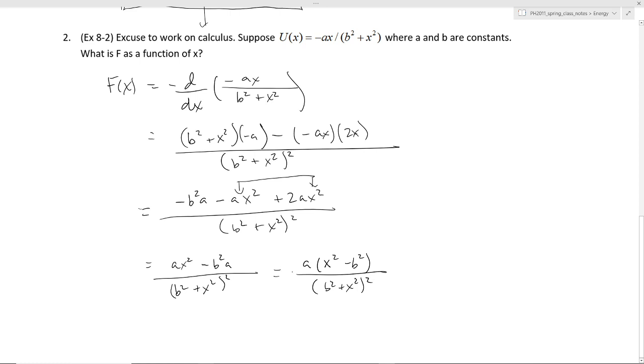And notice, remember in our definition of finding the force, we need to take the negative derivative. So I've taken the derivative, but I neglected this negative sign. So let's make sure to incorporate that. That's going to switch the signs here. So this would become positive b squared minus x squared. And then this would be our final expression for the force as a function of x.